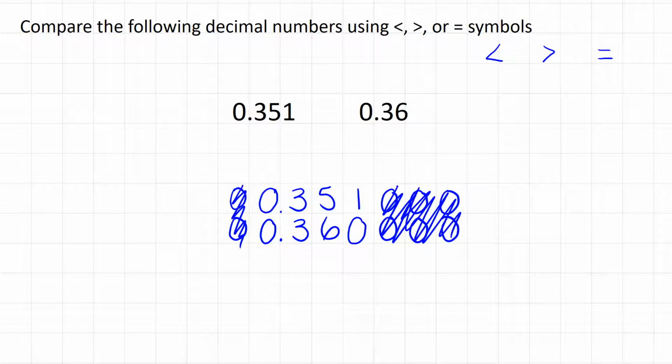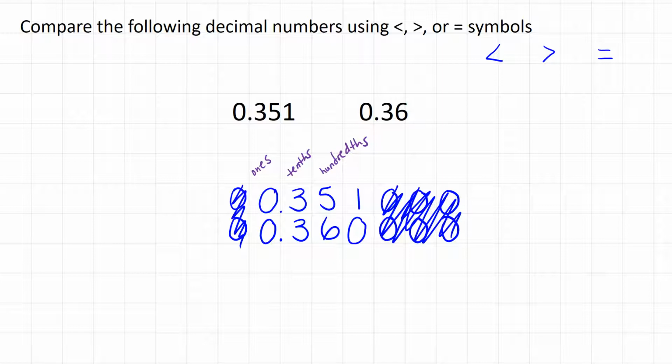So, starting from the left, I'm going to compare the numbers in each place value. Well, in the ones place here, the numbers in the ones place are the same. So I'm going to move on to the tenths. And what I notice is, once again, they're the same. Now let's move on to the next place value, which is the hundredths.